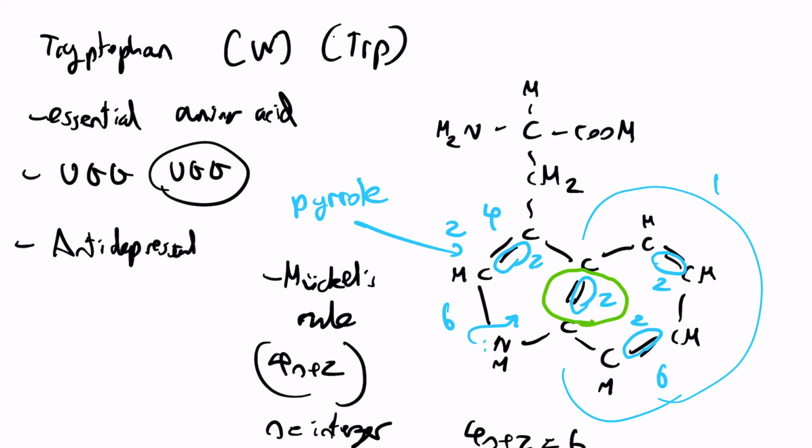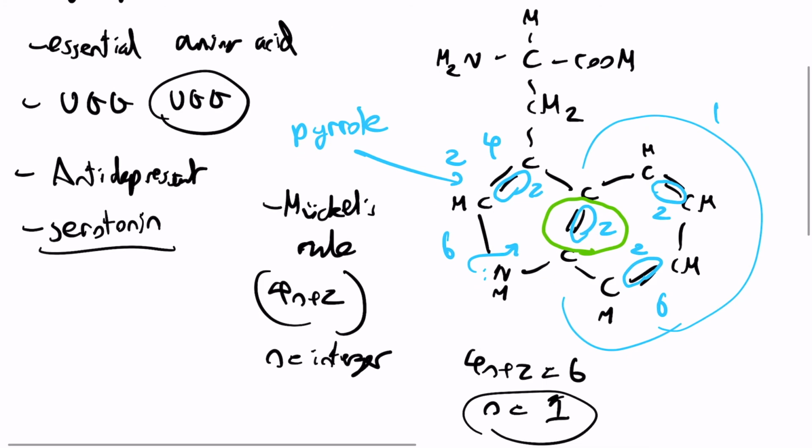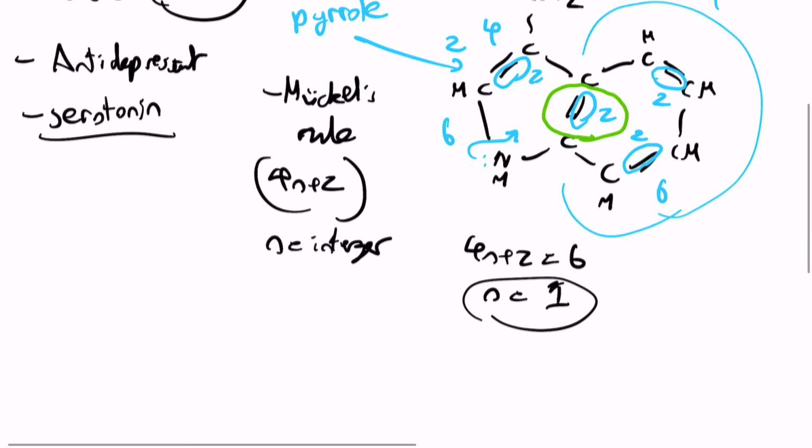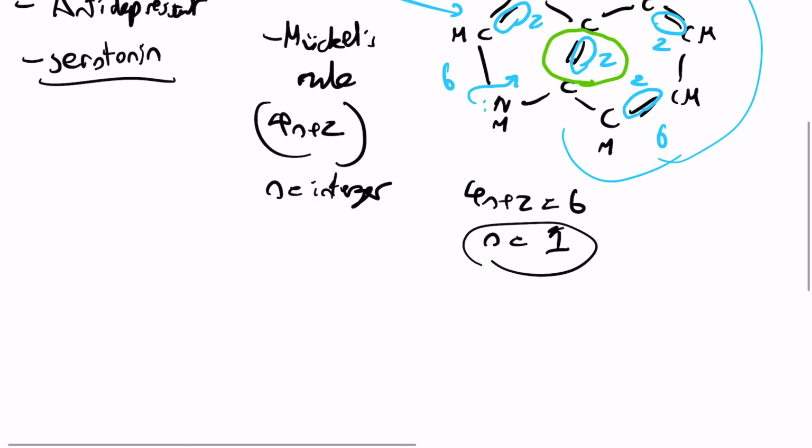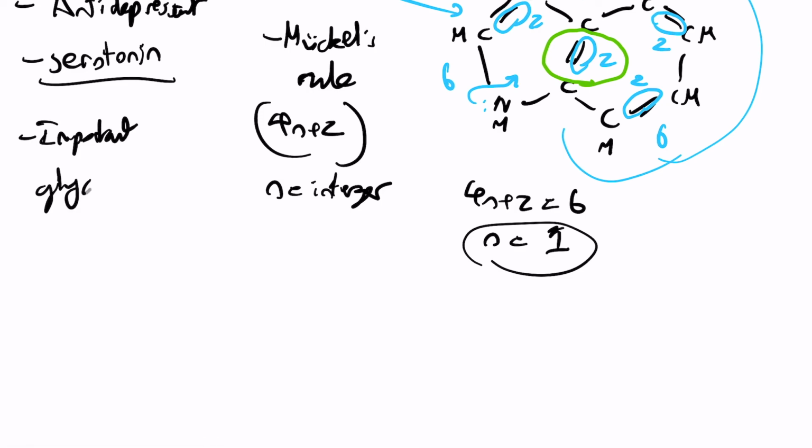This is because it can be converted into serotonin in the body, and as you know, serotonin is that juicy neurotransmitter that everyone talks about. Okay, so lastly, I'll just say this: it's important for glycan-protein interactions. You'll see this come up a lot in that regard. And yeah, there we go.